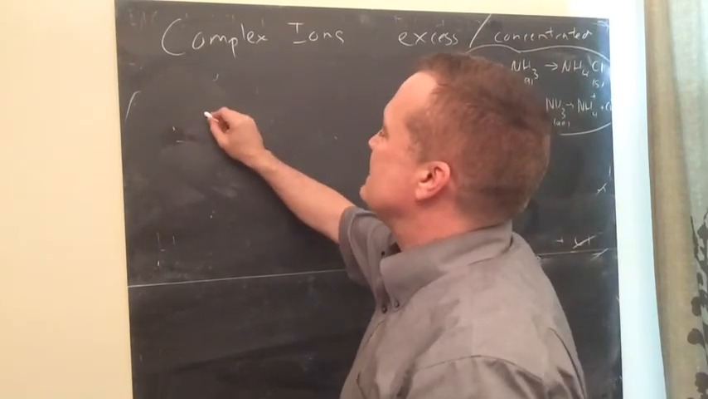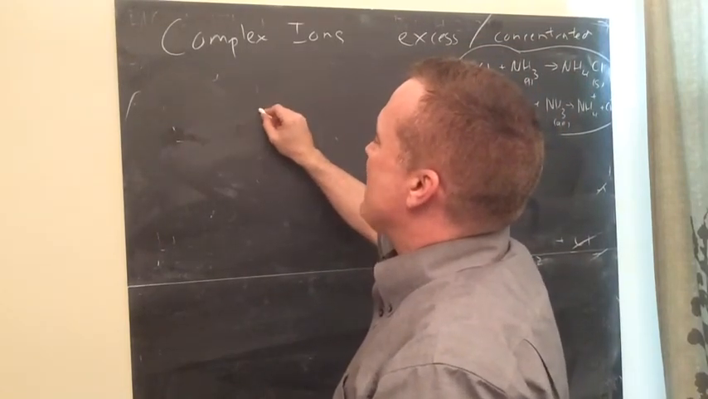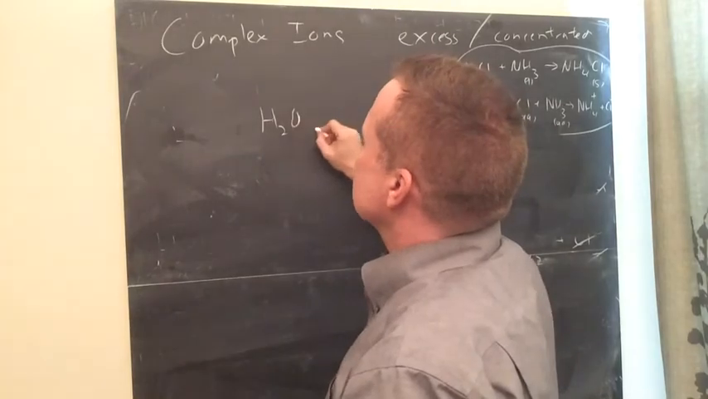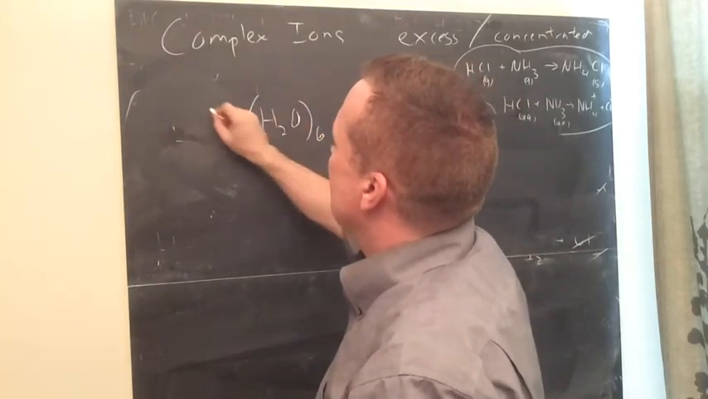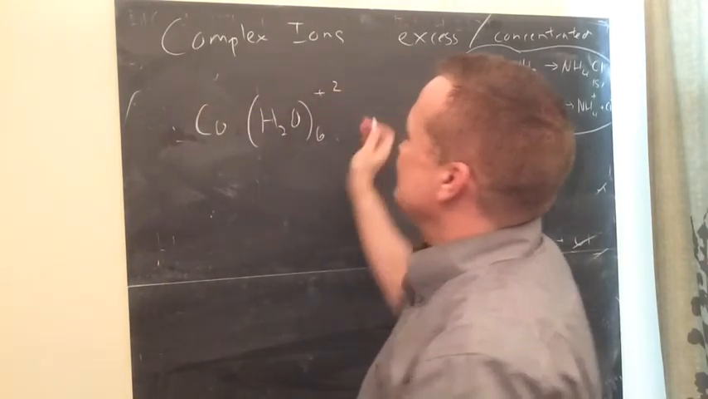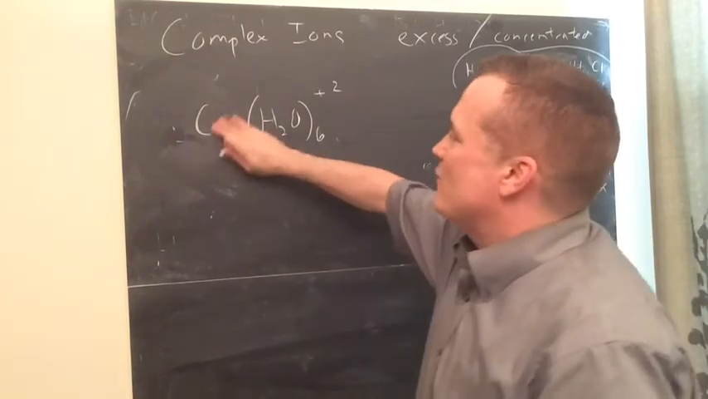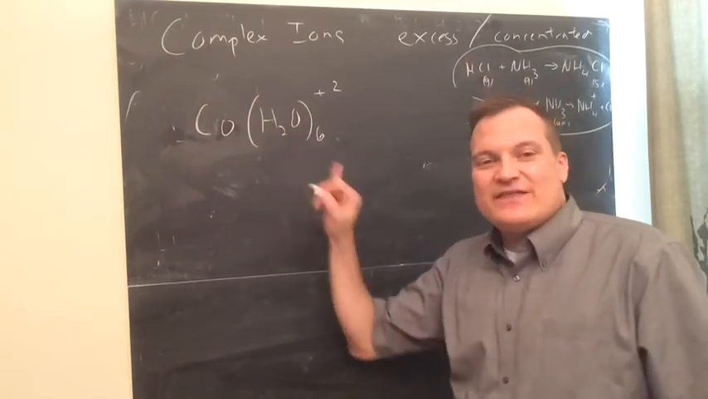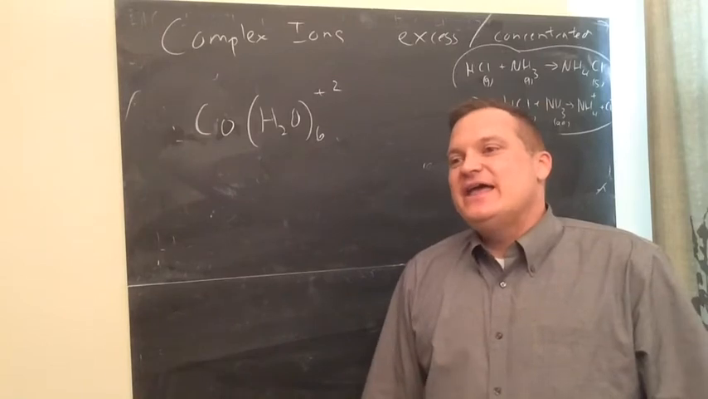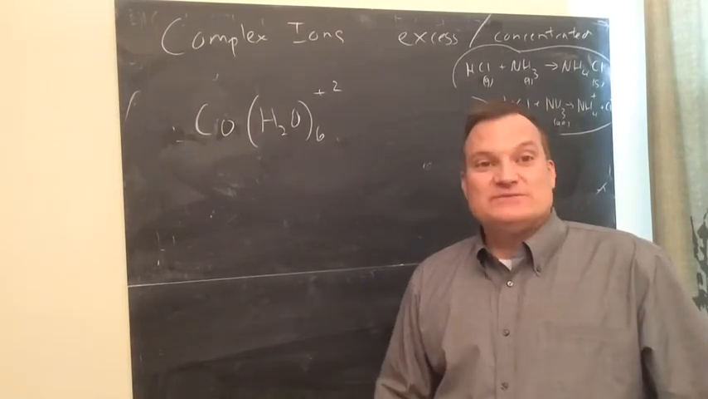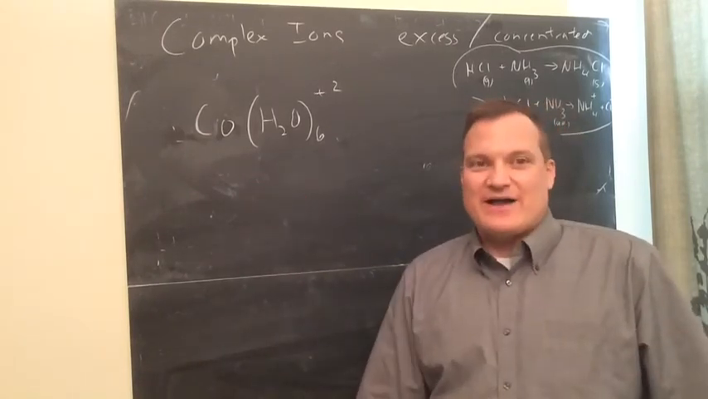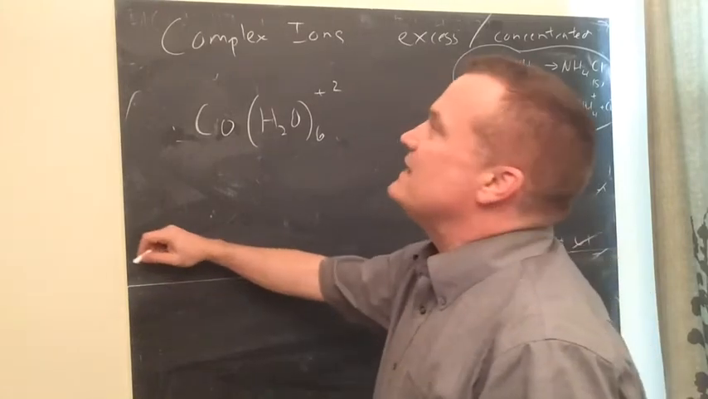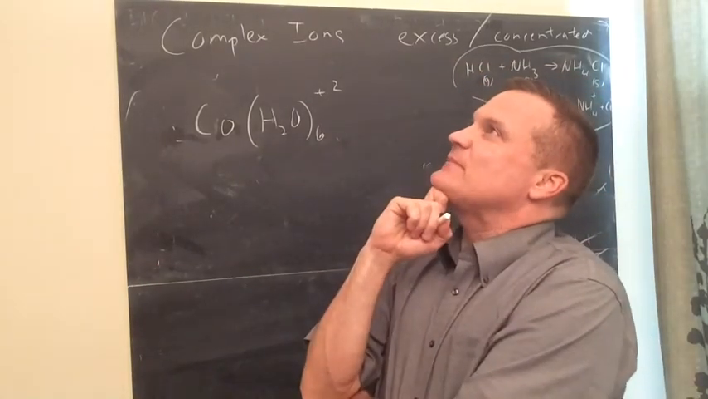So hexa means 6, aqua is water. Hexa aqua cobalt 2. They kind of name it backwards. So that's all one giant compound. Actually, this is a complex ion. Anytime something dissolves in water, that's pretty much the ion it forms.